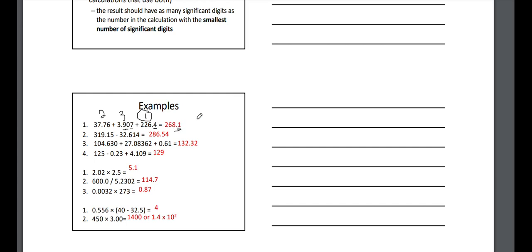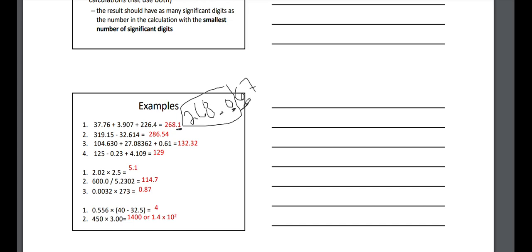So if you were to crunch these numbers in the calculator, you will get a number that looks like this, 268.067. But the number that I have here is 268.1, because I will have to report only one digit after the decimal. But because I have a 0, I'll have to also look at the number next to the 0.